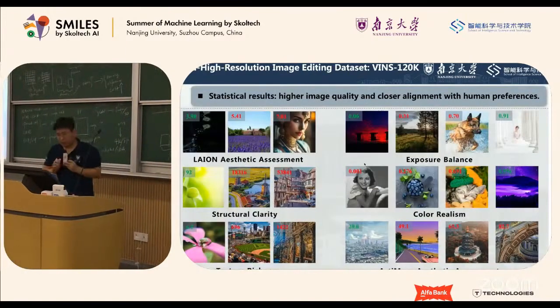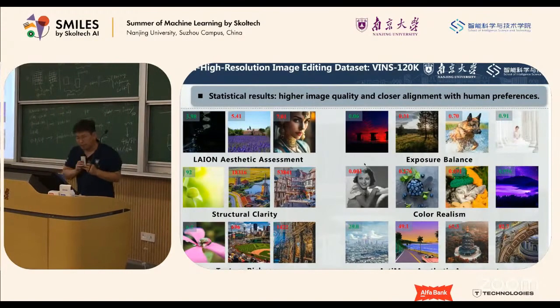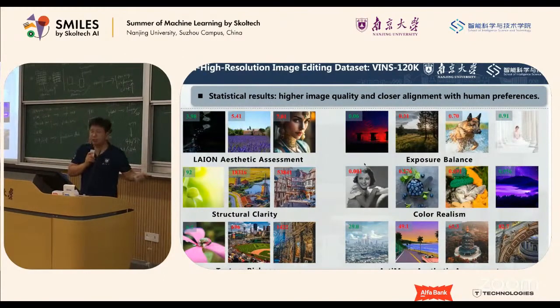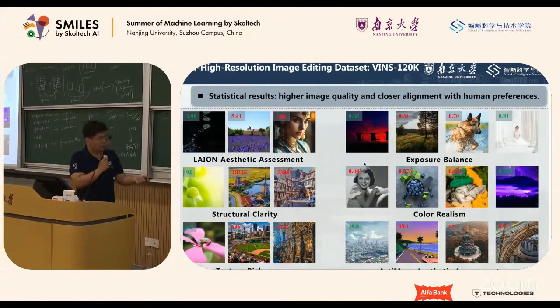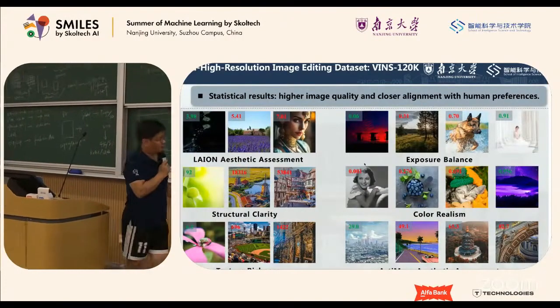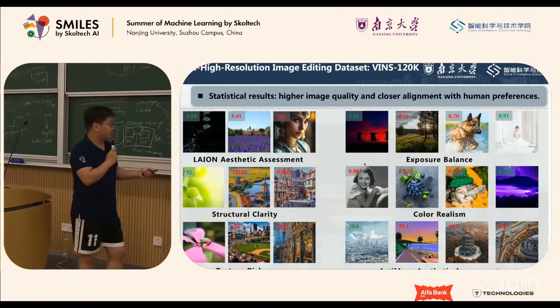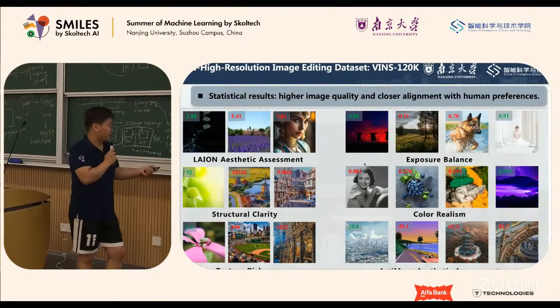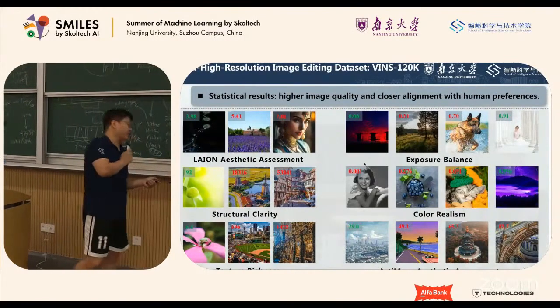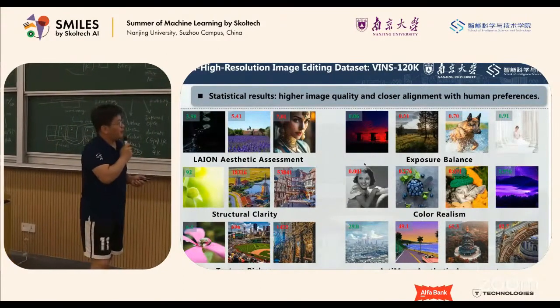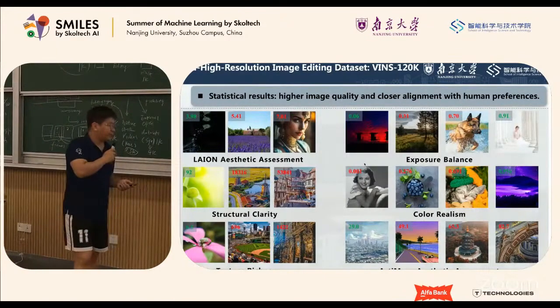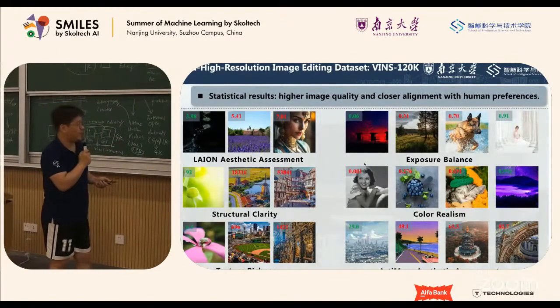Here, data quality is evaluated from several dimensions, including aesthetic scores, structure, clarity, and texture richness. For example, a small number means less richness, and a larger number means more richness. And also exposure balance, color realism, and our Artemis aesthetic assessment.